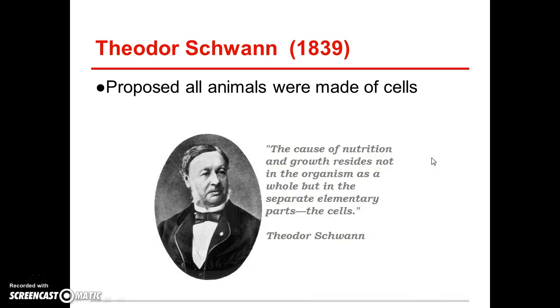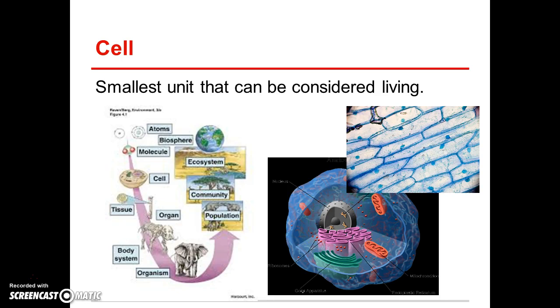Theodor Schwann, several years later, a couple hundred years later, in 1839, was also integral in determining what's called the cell theory. He proposed that all animals were made up of these compartments, these cells. So he examined lots of different things, and he was finding them in all of them. So along came the cell theory, which is going to come in a couple of slides.